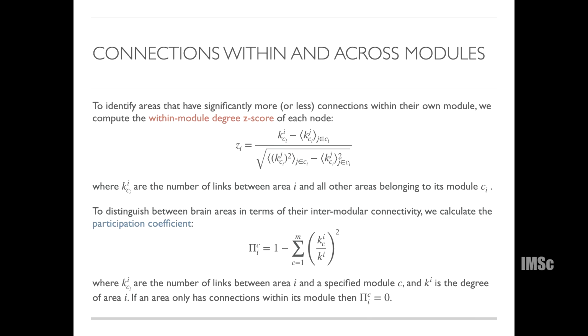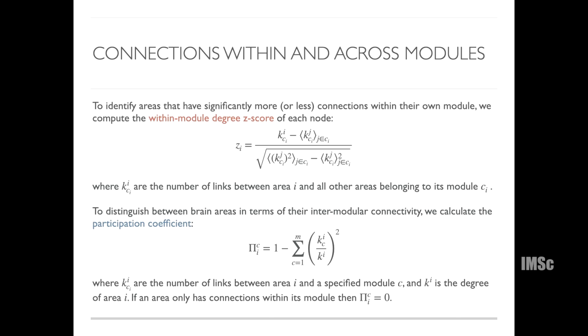So you obtain that measure, and then this is the average over all your other neighbors in your module. Basically, you're just seeing how many more links you have with respect to everybody else, right? So you just subtract the mean and divide by the standard deviation. That's all you do, right?